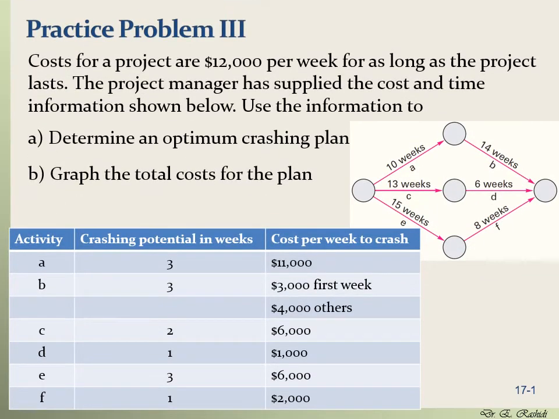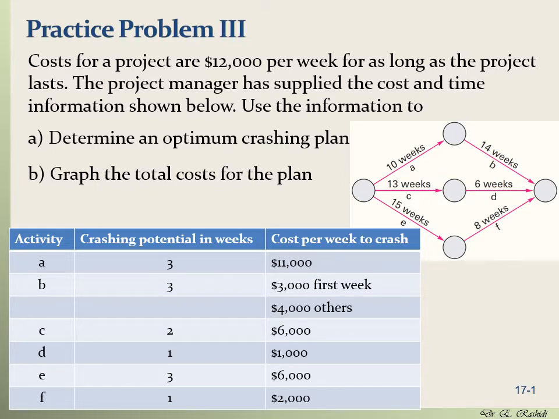The third practice problem. Costs for a project are $12,000 per week for as long as the project lasts. So that means for every week that we are working on the project, it's going to cost us $12,000. The project manager has supplied the cost and time information shown below.